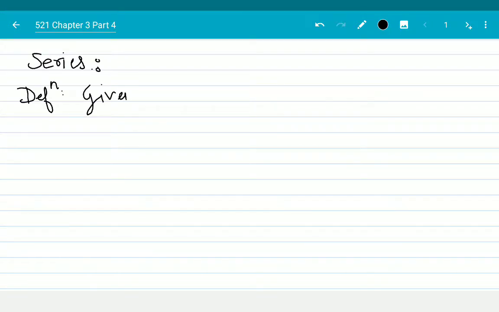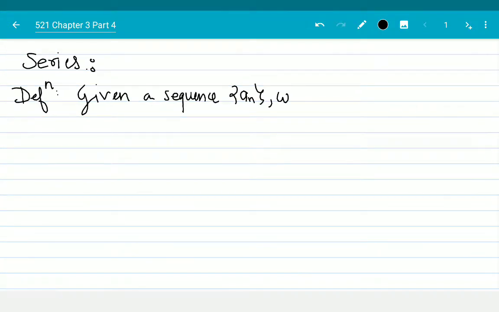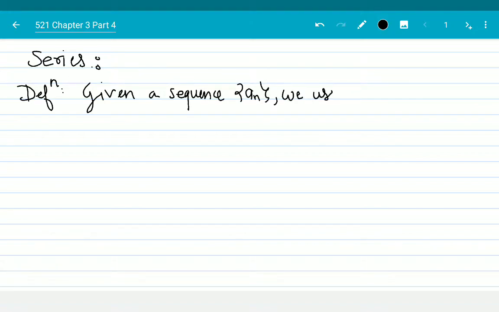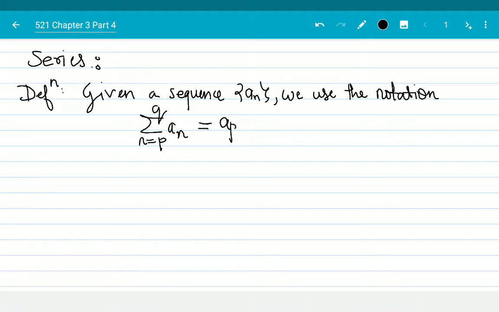Given a sequence an, we use the notation summation n is equal to p to q of an to denote the sum an is equal to ap plus ap plus 1 plus dot dot dot aq, right? The standard notation.